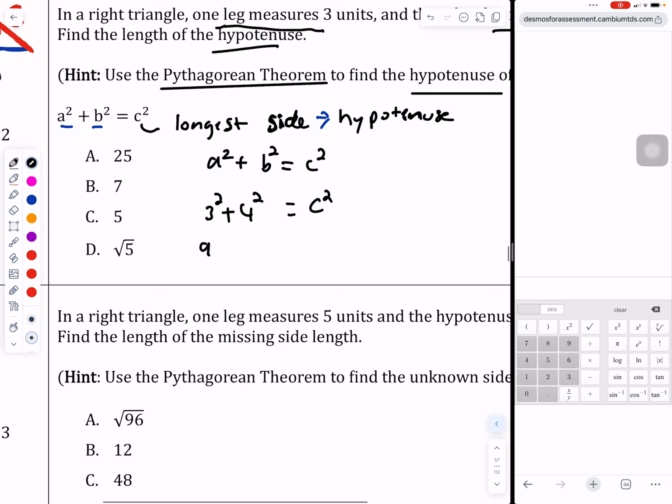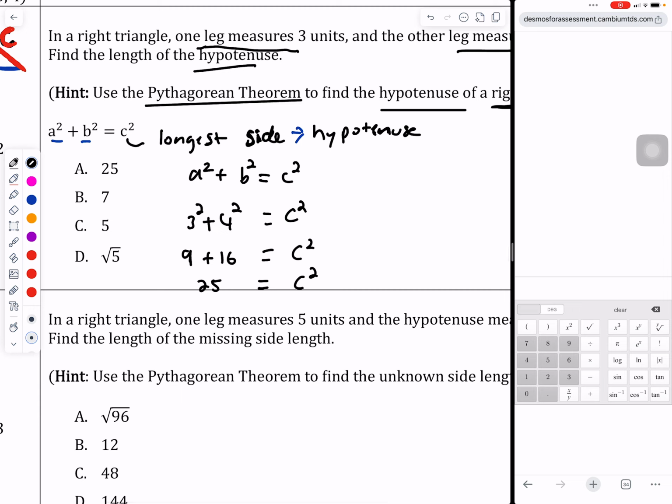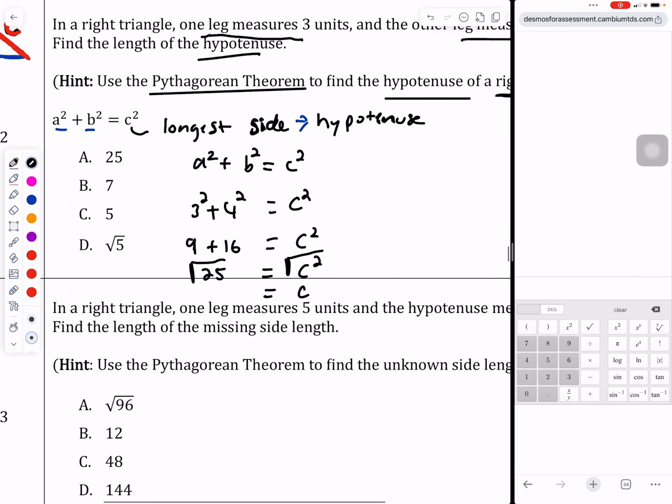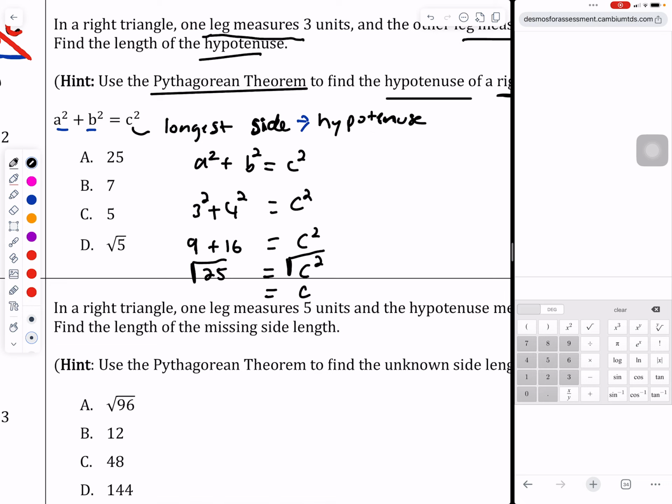3 squared is 9. 4 squared is 16. I'm going to add these two together to give me 25 is equal to C squared. Now, once I'm here, I'm going to take the square root of both sides to solve for C. So now my answer is C is equal to, what is the square root of 25? That's 5.